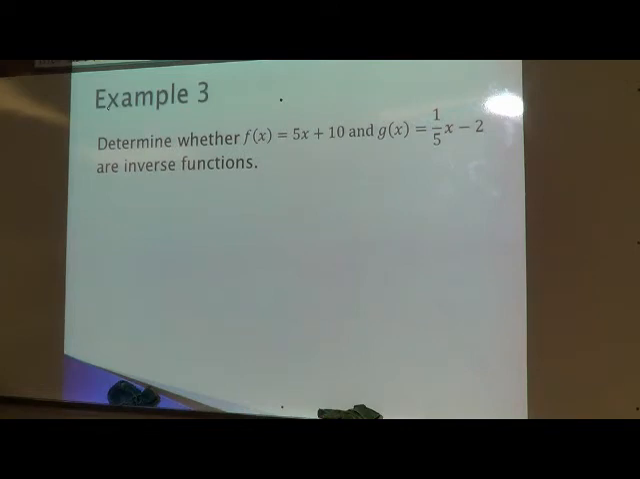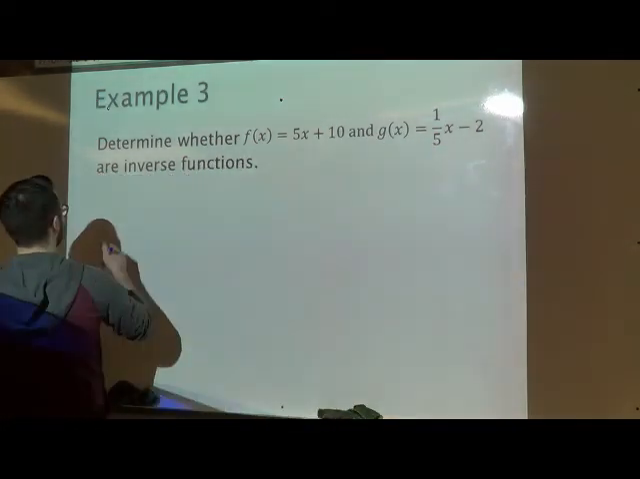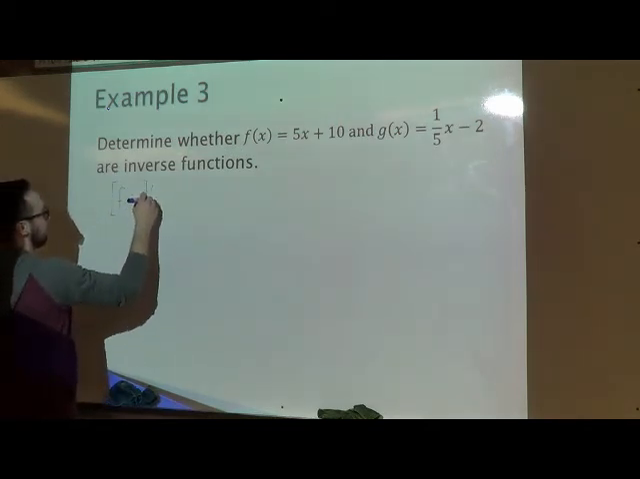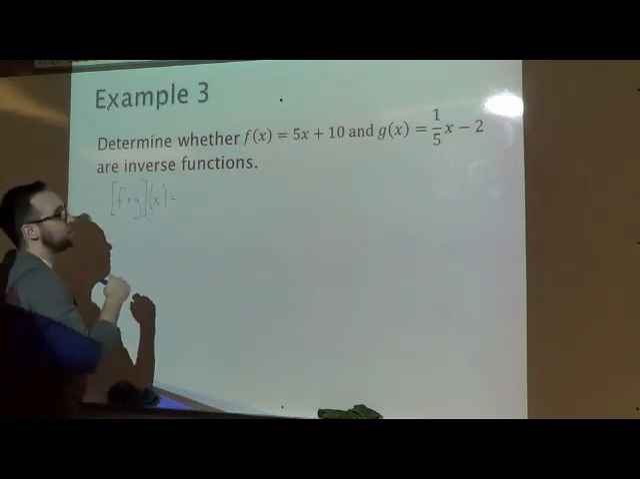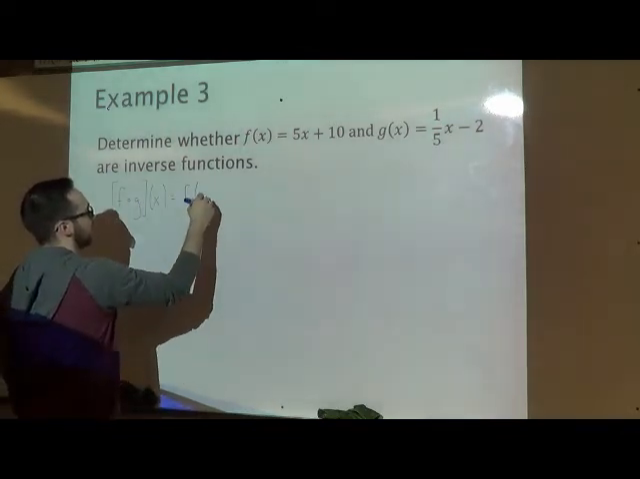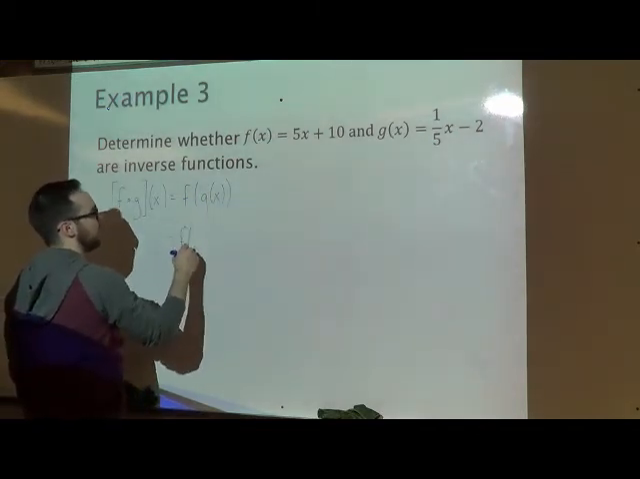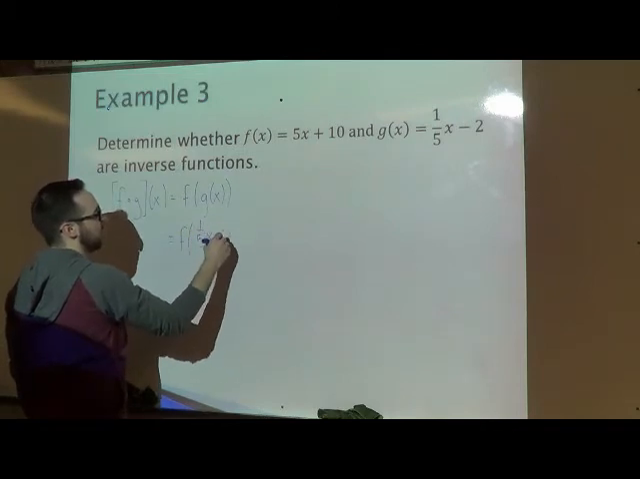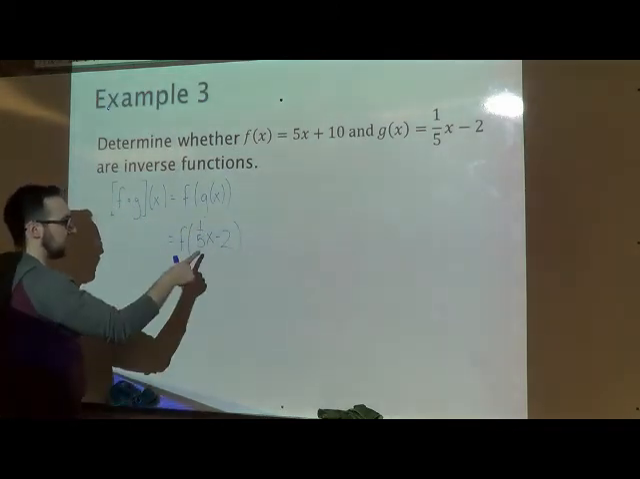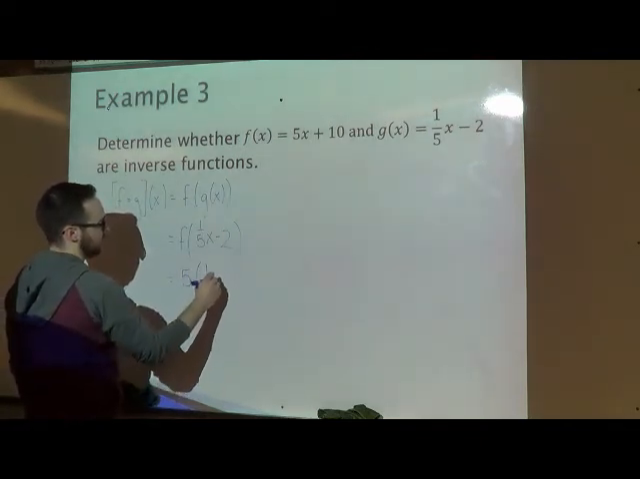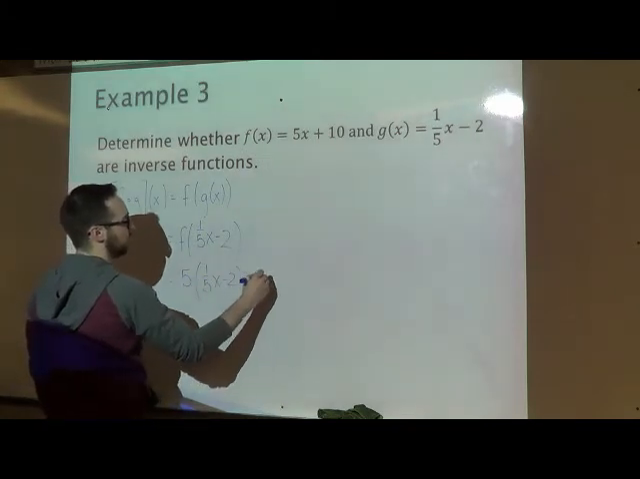So they want us to determine whether these two are inverse functions. So we're just going to go through, and we're going to go f of g of x first. So that's f of g of x, which if you'd rather see it this way, you can write it this way as well. Same thing. I'm going to put g of x in here, so we have f of 1/5 x minus 2. And now I put this into my f function. So we're going to have 5 times (1/5 x minus 2) plus 10.